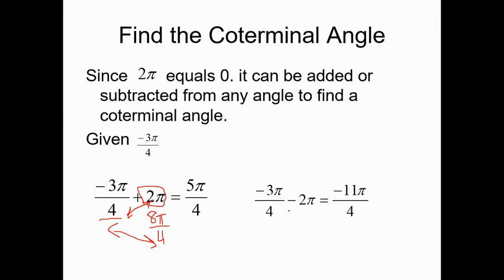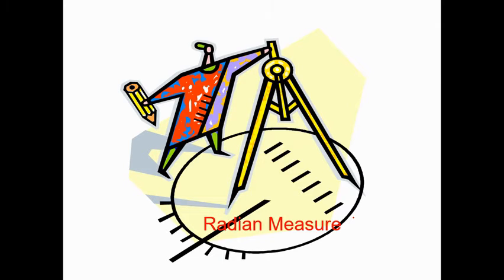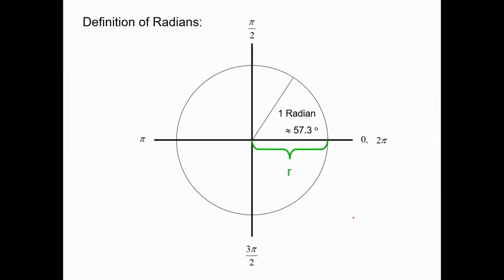Let's take a look over here. Again, we must change our minus 2 pi to negative 8 pi over 4 because the denominator of our fraction is 4. Remember that there is the minus in front of the 8 pi, so negative 8 pi plus a negative 3 pi gives you the negative 11 pi, and again, the denominators are just 4. Let's take a look at radian measure, okay?